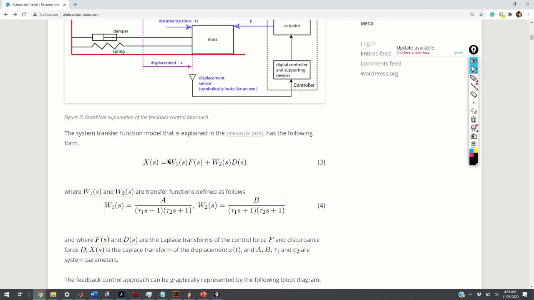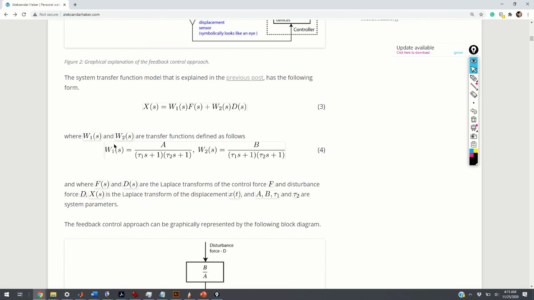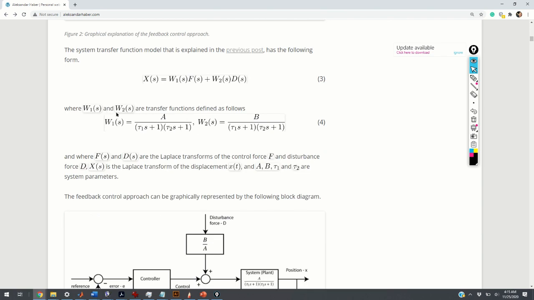Okay, in the interest of time, I'm just going to skip a few steps and start from this equation. This equation is the system model in the Laplace domain. X is the Laplace transform of the position or displacement. W1 is the transfer function from the force to the displacement, and W2 is the transfer function from the disturbance to the displacement. These transfer functions have this form that you can see over here, where A and B are constants, as well as tau1 and tau2. This system is stable, meaning that all the poles of this system are in the left half of the complex plane.